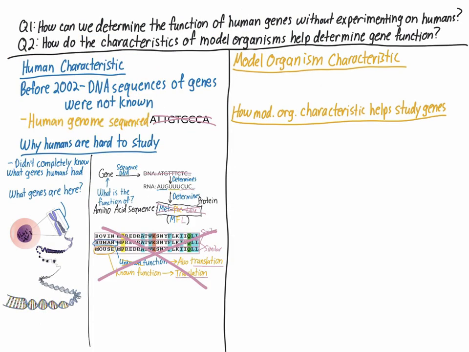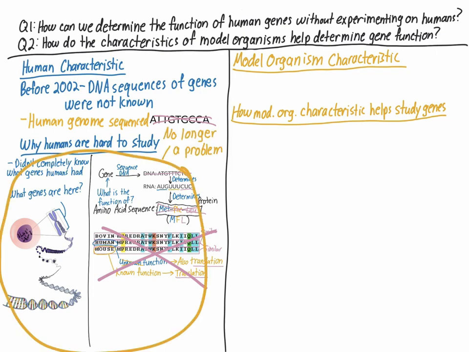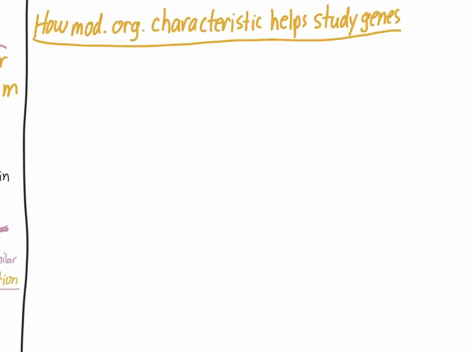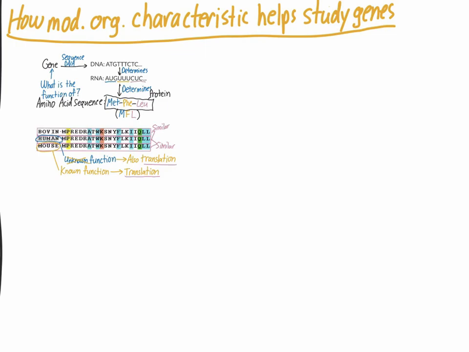Now that the human genome has been sequenced, this isn't a problem anymore, and all the model organisms have been sequenced as well. So once again, if we know the DNA sequence of a gene, then we'll know what the sequence of the RNA will be once it's transcribed, and because we know the genetic code, we can infer from the RNA sequence what the amino acid sequence of the protein will be. And we can then use the amino acid sequence to compare that protein to other proteins with known function and start to get an idea of what that protein might be doing in the cell.